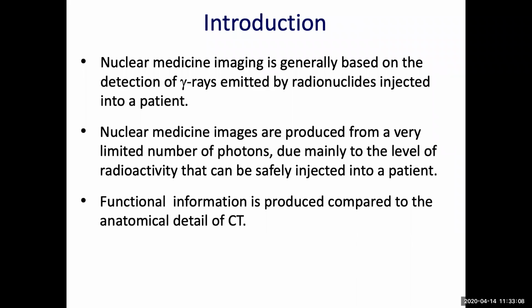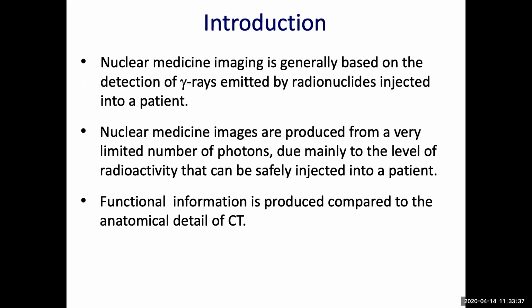Nuclear medicine imaging is generally based on the detection of gamma rays emitted by a radionuclide, which is injected into a patient. Nuclear medicine images are produced from a very limited number of photons. This is very limited if we compare it with CT and X-ray. The photon flux from the nuclear medicine radioisotope is very limited.